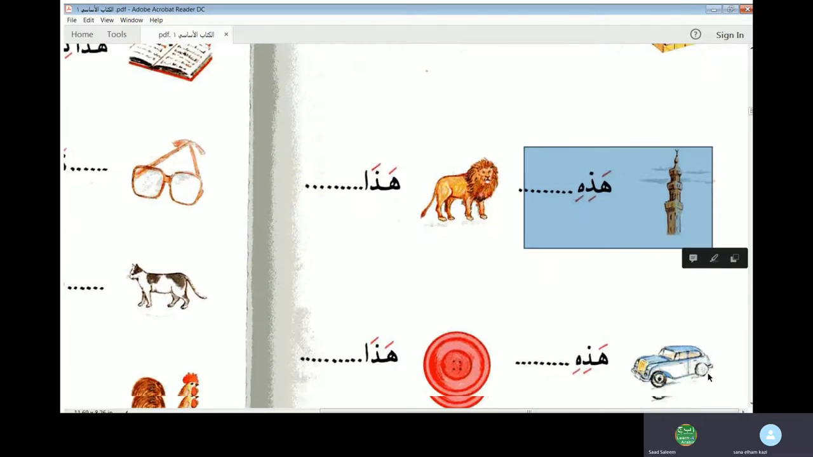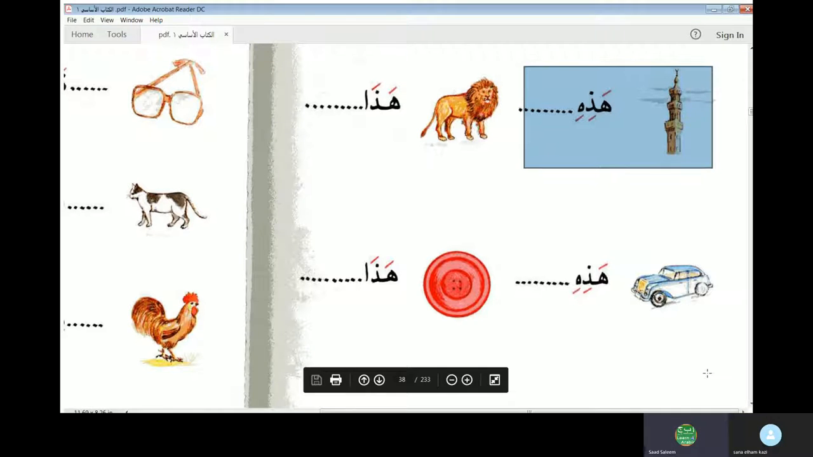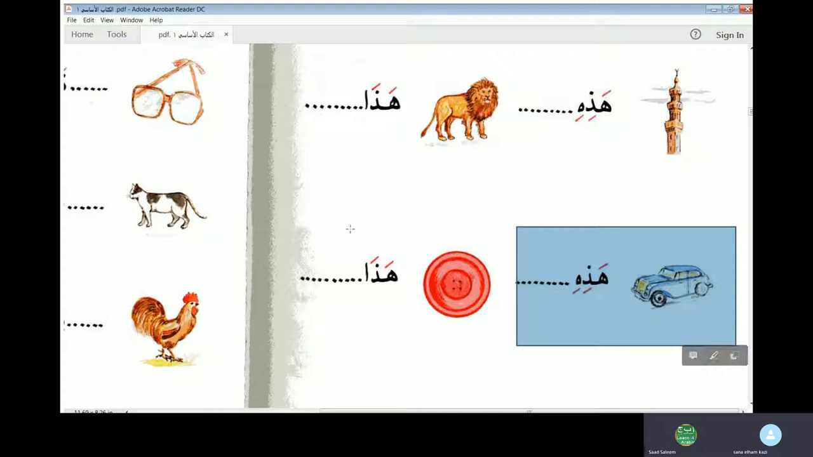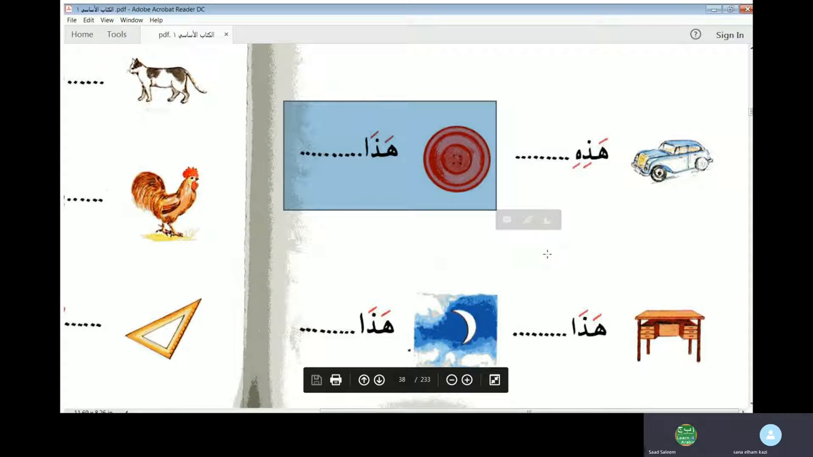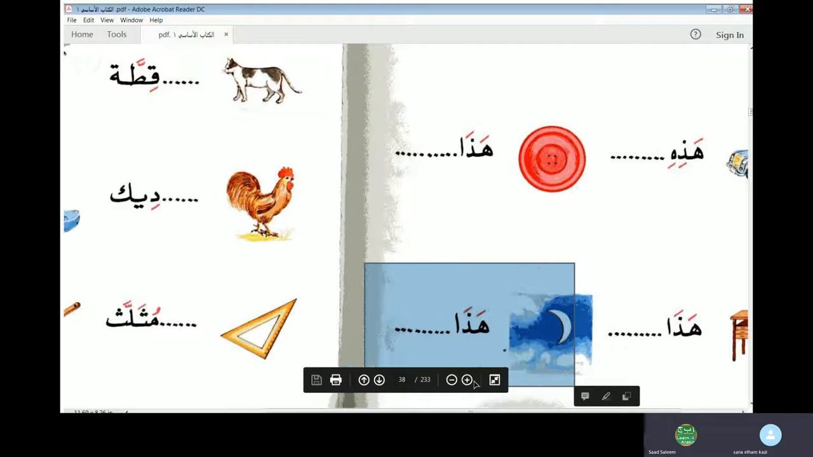And what is that picture? Minar hai, masjid ka minar. Hadhihi mi'dhana. And button is no, of course it's tablet, right? Button is zir. Hadha zir. Hadha asad, this is lion. Hadhihi sayyara. And hadha zir. Hadha maktab. Qamar or night, a new moon, so it's hadha hilal.